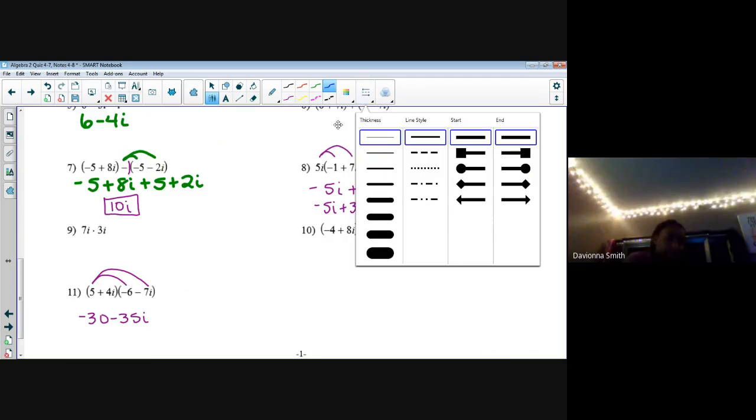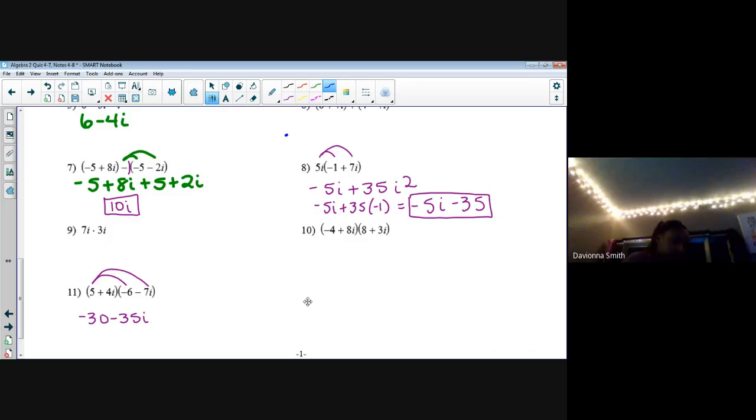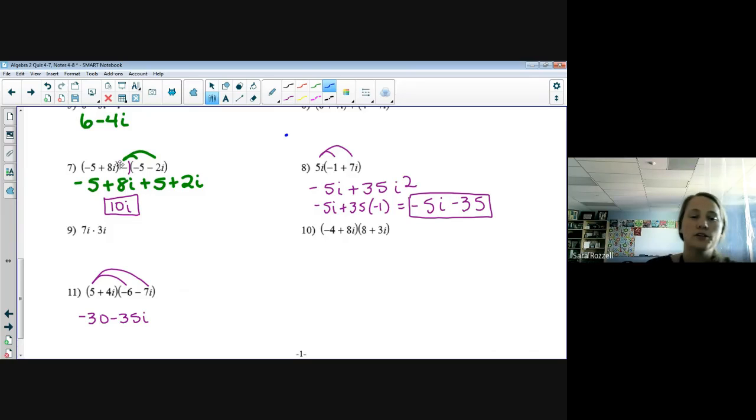How come we didn't do that on number 5? Because it wasn't multiplied. Number 7, that wasn't multiplied, it was subtracted. That minus sign in between was like, take this and subtract it from this one. Okay. Then when they're touching together, that means to multiply them. Okay? All right.